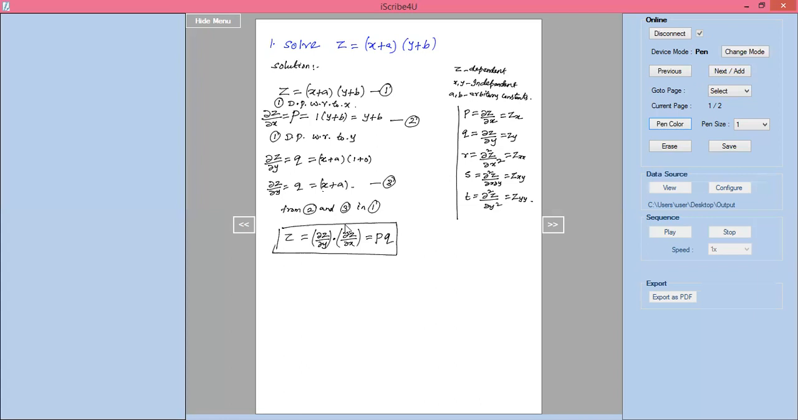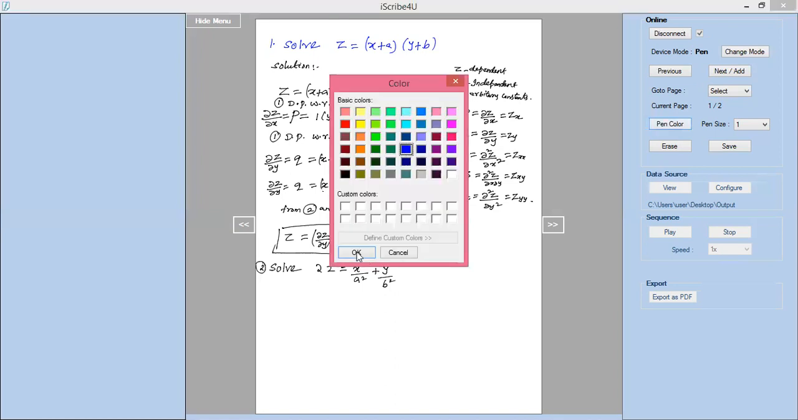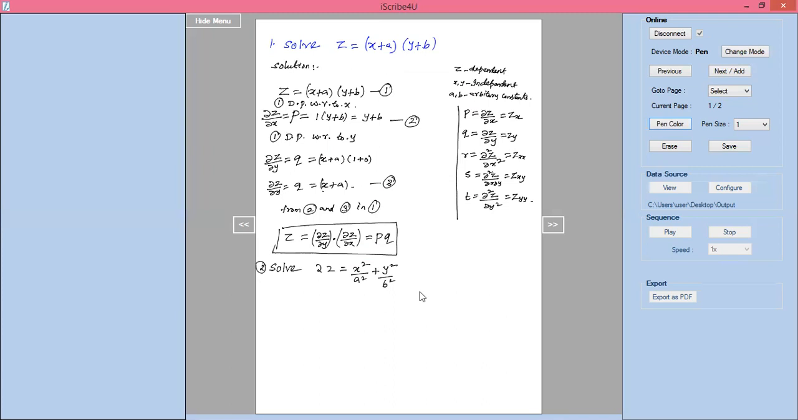Right, next problem. Solve the second one: 2z equal to x square by a square plus y square by b square. This is the given problem. So how do you find the solution for this? We can take 2z equal to x square by a square plus y square by b square, which is equation number 1.